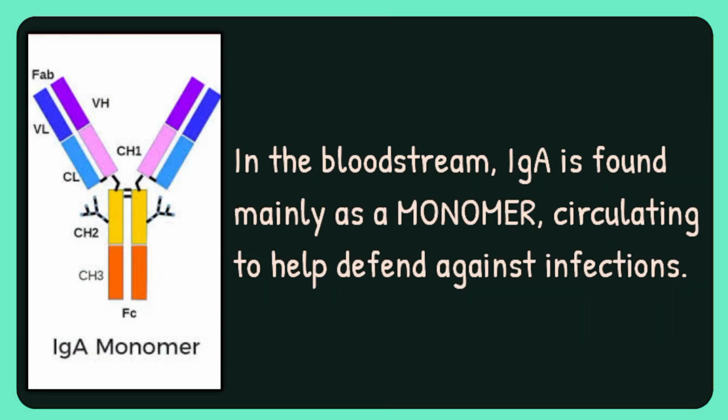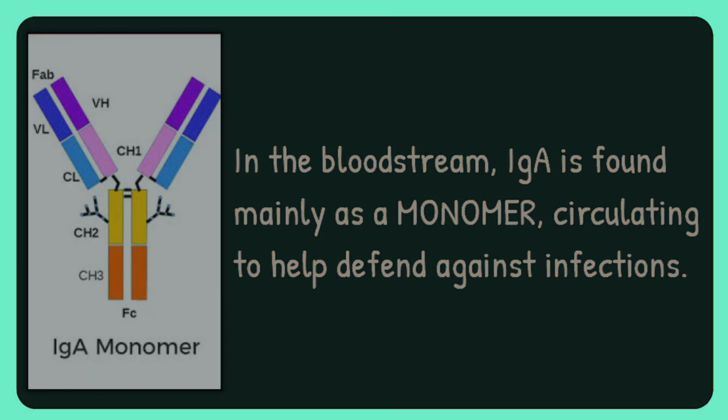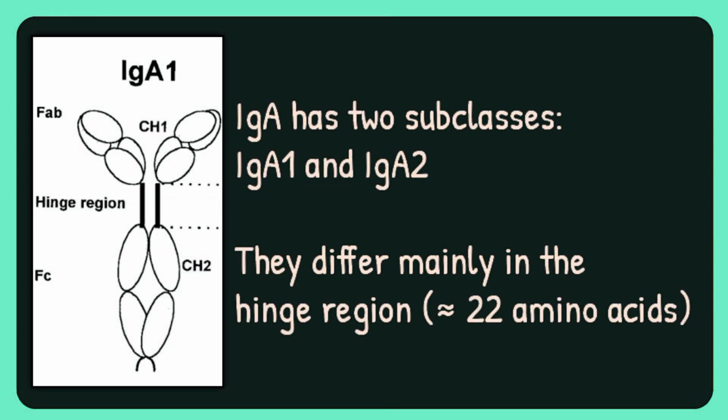In the bloodstream, IgA is found mainly as a monomer, circulating to help defend against infections. IgA has 2 subclasses, IgA1 and IgA2. They mainly differ in their hinge region, which is about 22 amino acids long and affects how the antibody functions.